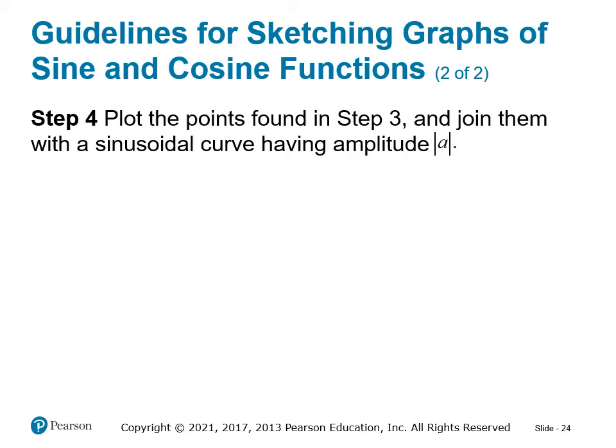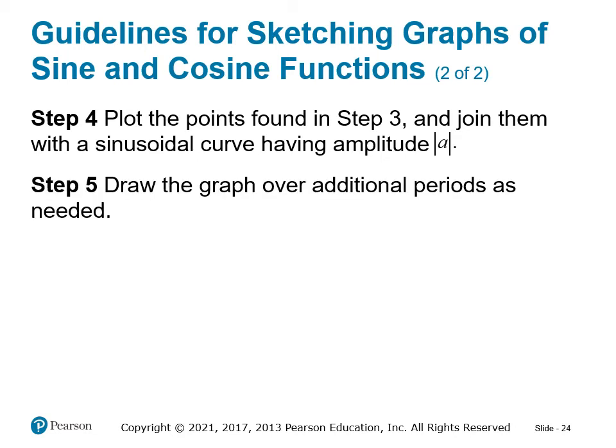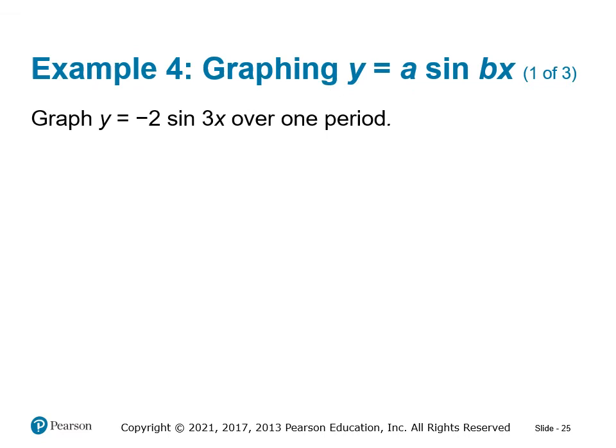Okay? And then we're going to plot those points and join them with a curve having amplitude A. Really, what we're going to do in step 4 is then multiply those values by whatever that multiplier is in front, the amplitude. So if it's 2, then if you do it in the table, that last row in the table will be multiplying by whatever that multiplier is in front of the word sine or cosine, which is, of course, the amplitude. And then we'll just draw the graph over any additional periods.